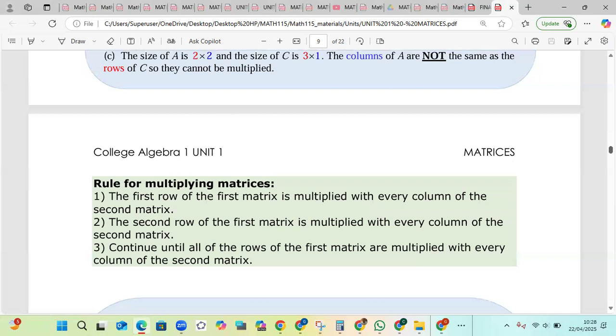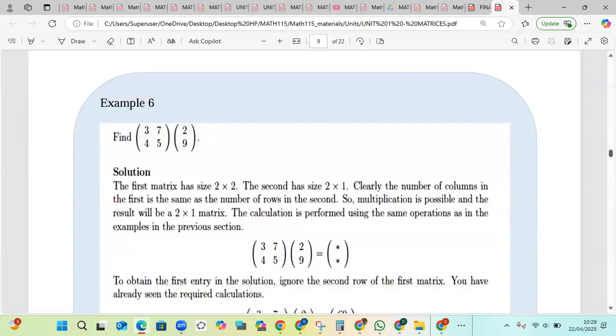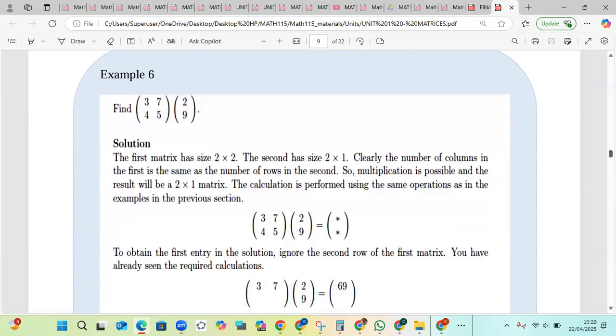Rule for multiplying matrices. The first row of the first matrix is multiplied with every column of the second matrix, rows by column. Okay, the second row of the first matrix is multiplied with every column of the second matrix, and continue. All of the rows of the first are multiplied with each column, or all of the columns, of the second. And here you have a 2 by 2 multiplying a 2 by 1.